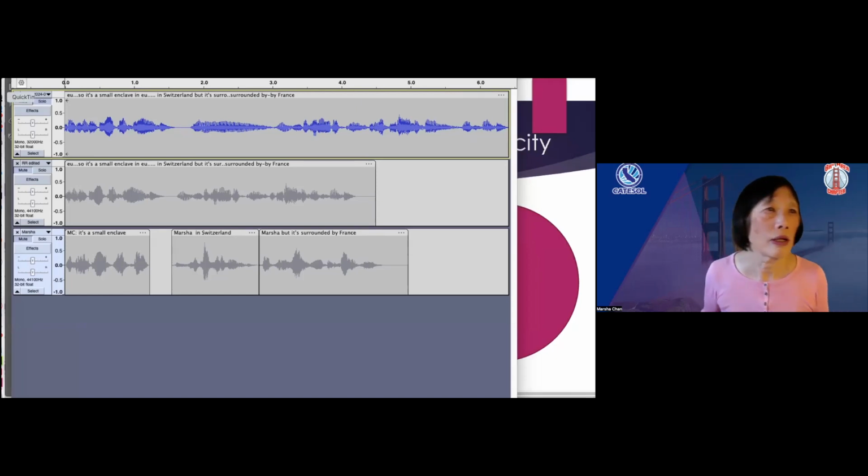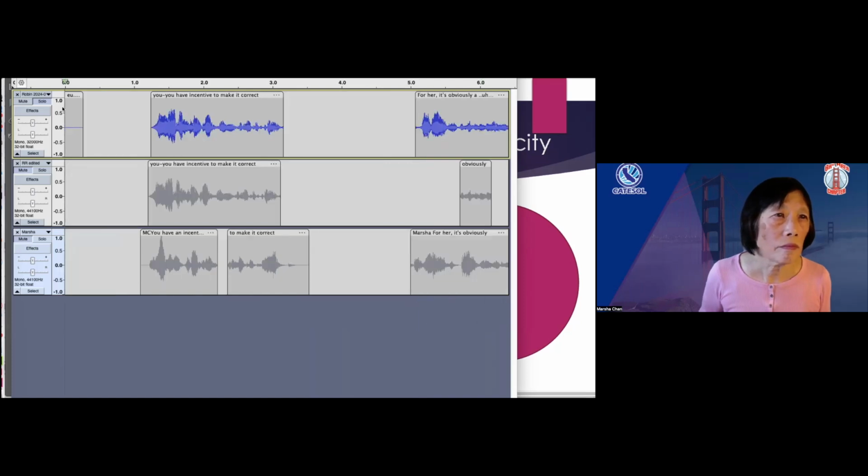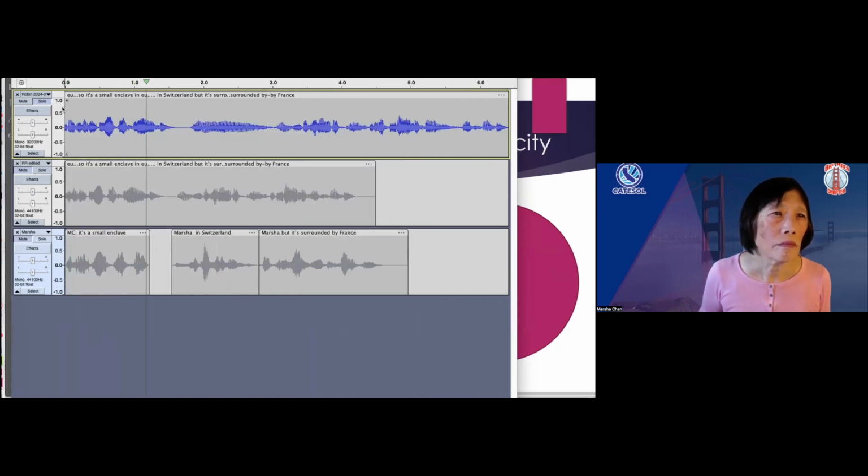So it's a small enclave in Switzerland, but it's surrounded by France. So it's a small enclave in Switzerland, but it's surrounded by France.